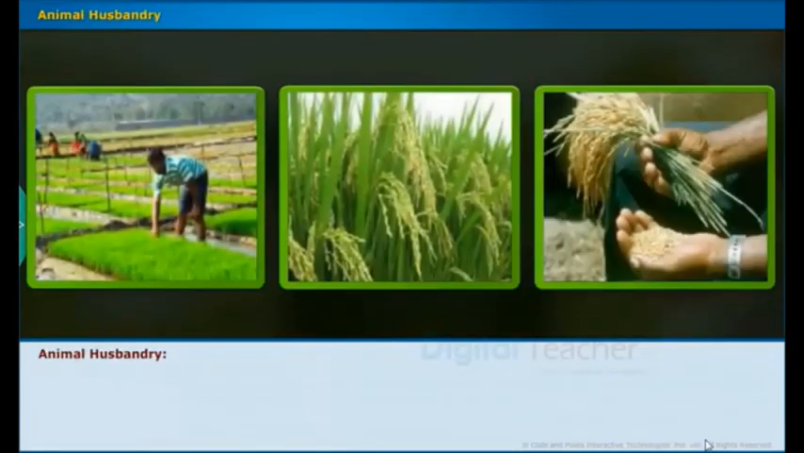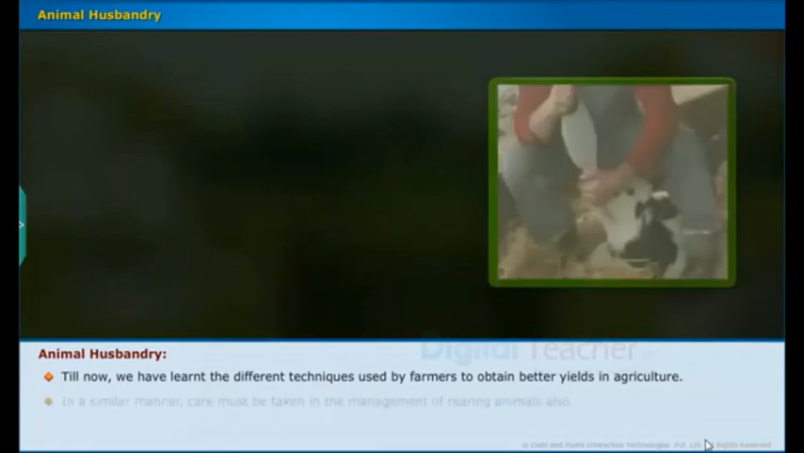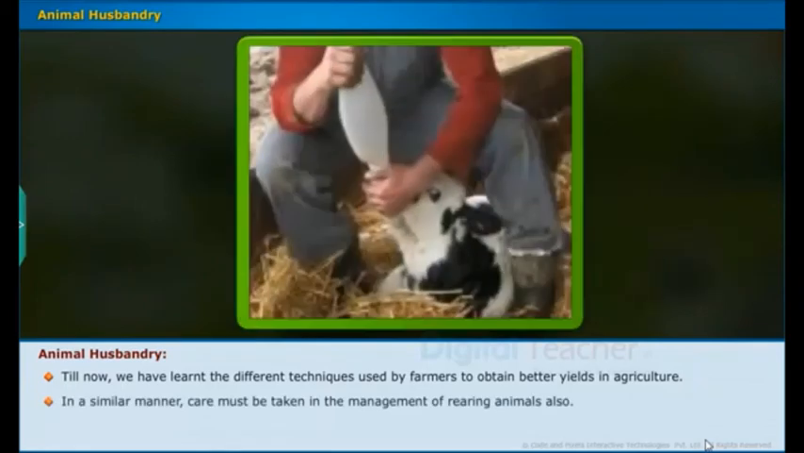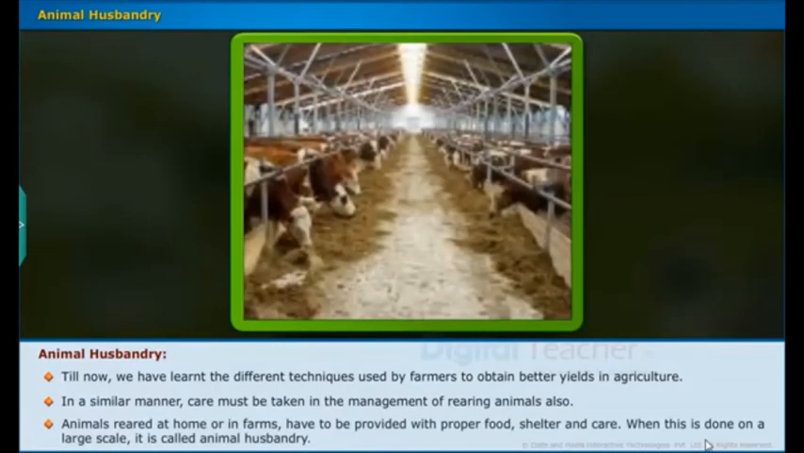Now let us learn about animal husbandry. Till now, we have learned the different techniques used by farmers to obtain better yields in agriculture. In a similar manner, care must be taken in the management of rearing animals also. Animals reared at home or in farms have to be provided with proper food, shelter and care. When this is done on a large scale, it is called animal husbandry.